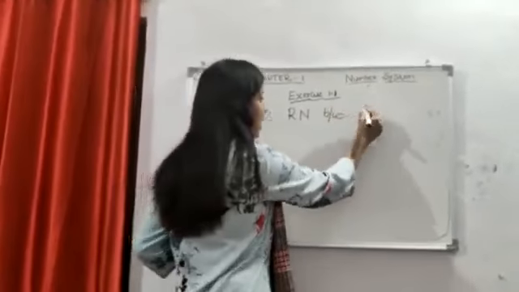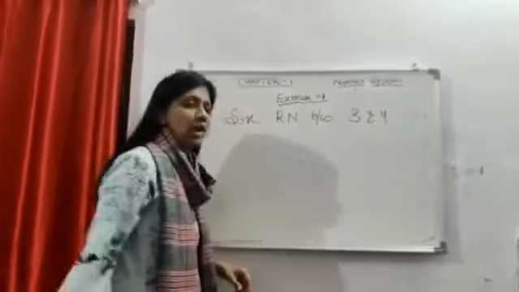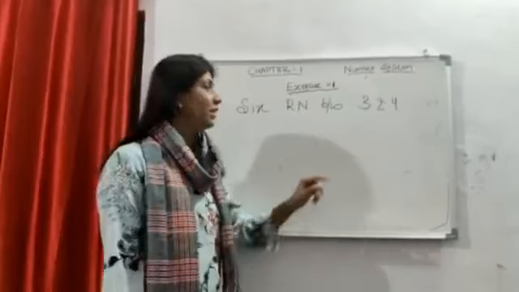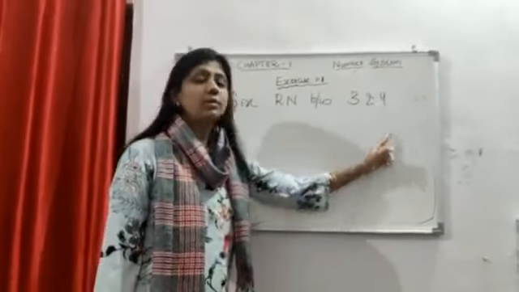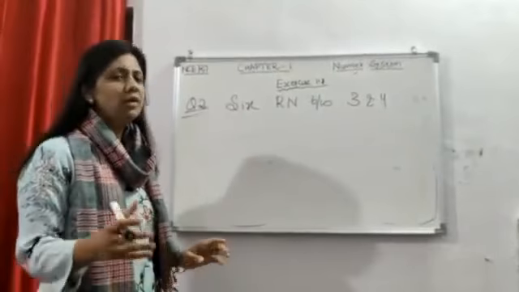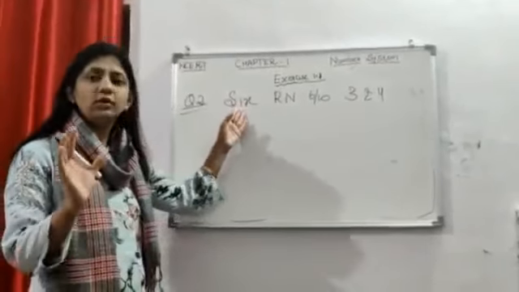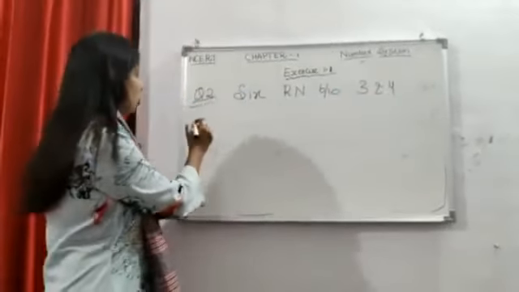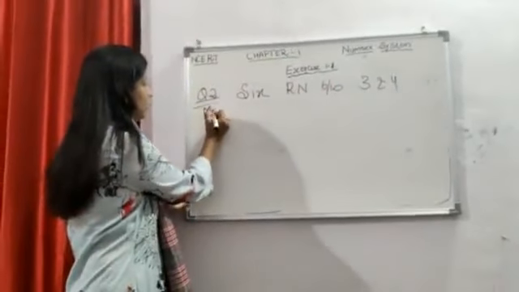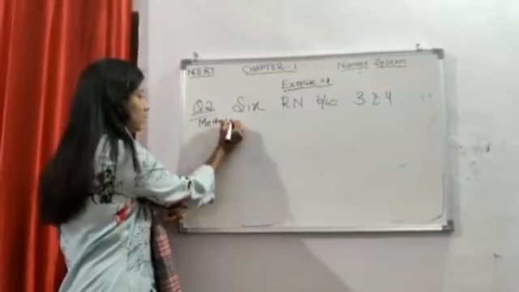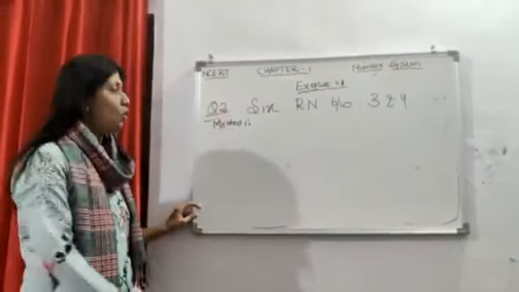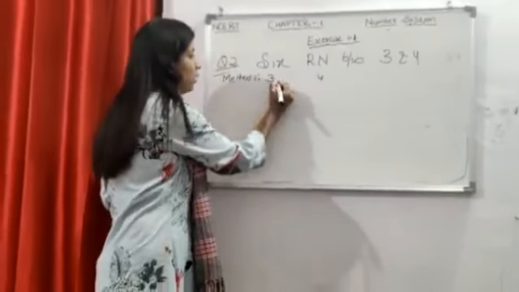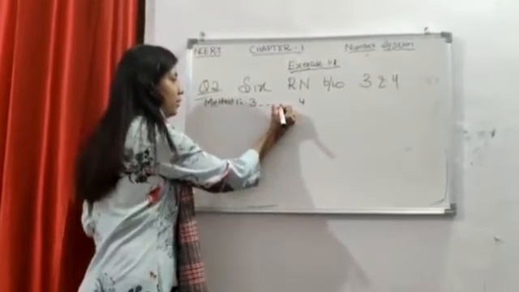Now in question number 2 we have to find 6 rational numbers between 3 and 4. First I will tell you there are infinite numbers between 3 and 4, but your solution is very easy. You have to find only 6 rational numbers between 3 and 4. There are 2 methods to find this. In method number 1, there are 2 numbers, 3 and 4, and between them we have to find 6 rational numbers.